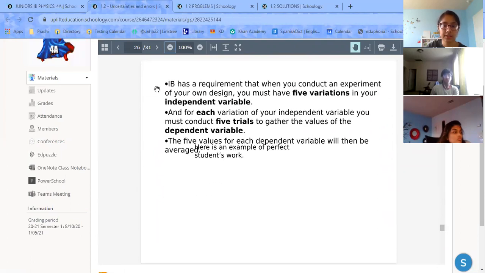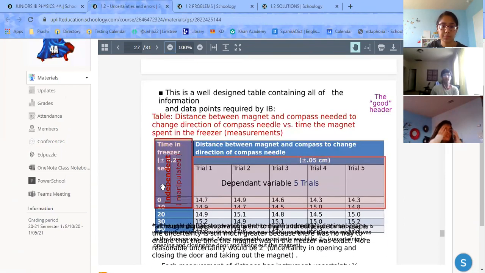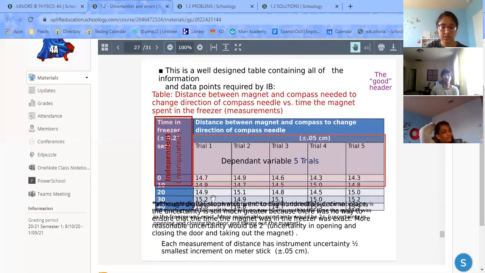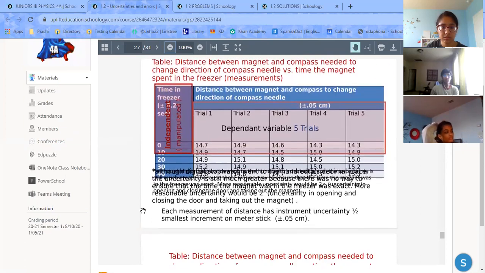Okay, and then in general, whenever you do an experiment, IB says you should have 5 variations of your independent variable and then 5 trials for each of those. So that's a good number of values to have for an experiment. I think this was just an example table.